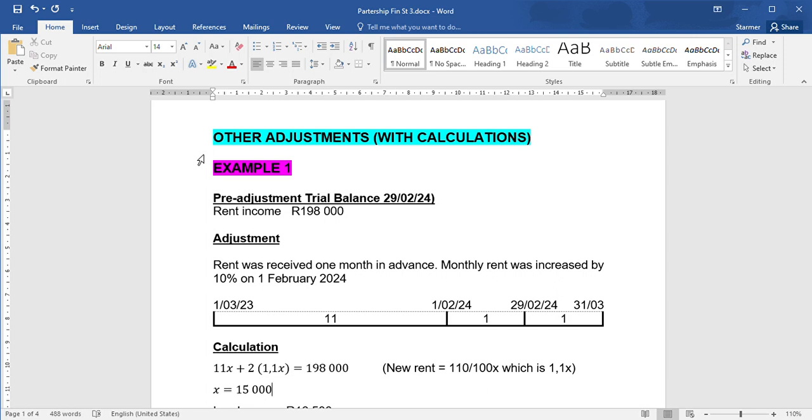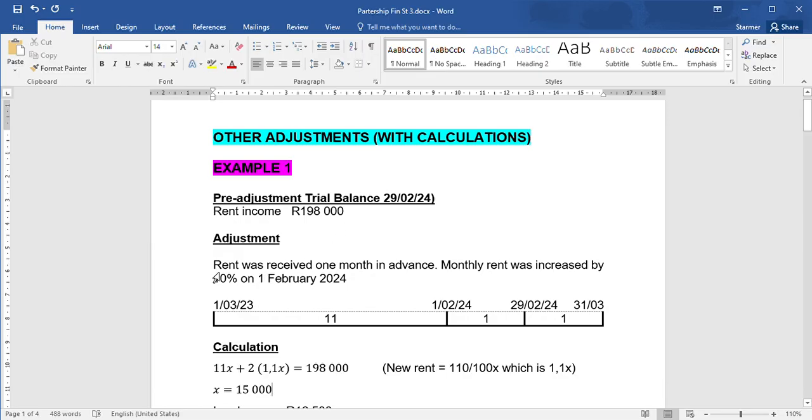Today I'm going to go through some other adjustments with actual calculations for you. Right, the first example, they give you a pre-adjustment trial balance for rent, and that amount of 198,000 is the amount of rent that you've actually received.